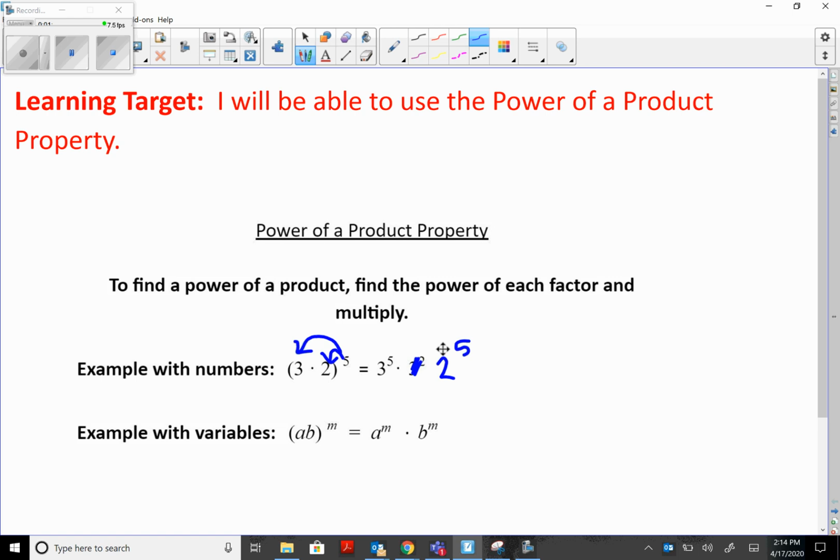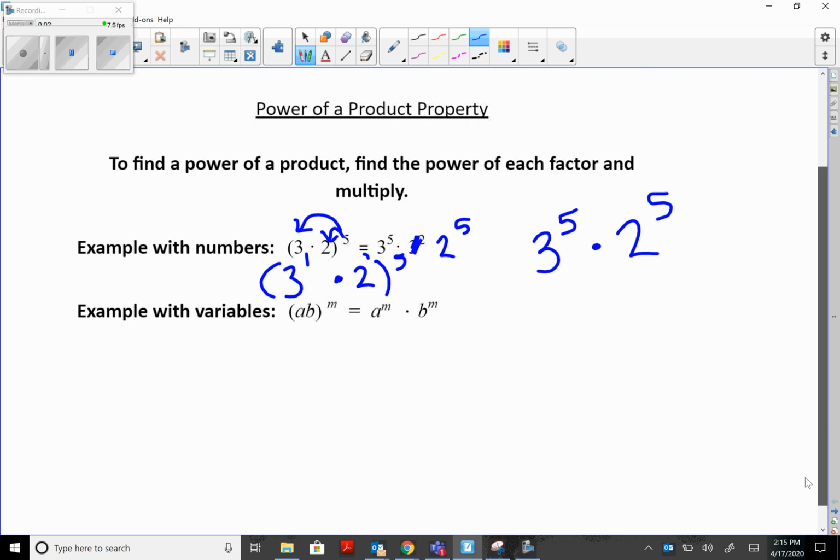Another way to think of it, technically you could use the power of a power property and think of it as each number inside having a 1, and you're multiplying that 5 on the outside by the 1s inside. But no matter what, you're still going to get 3 to the 5th power times 2 to the 5th power. So now we can simplify that. We can go ahead and solve it.